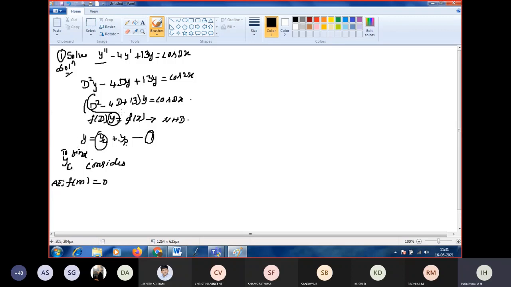Here we have f of D now. So you replace D by m and equate to 0. That is f of m is equal to 0. So m square minus 4m plus 13 equal to 0. Now we have to find the two roots for the auxiliary equation because it is second order. Is it possible to factorize?